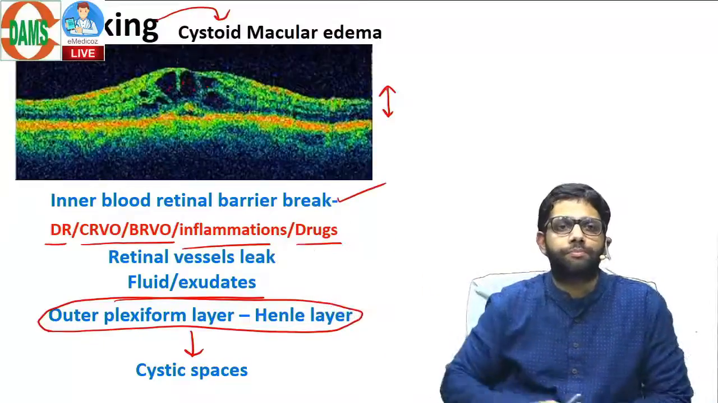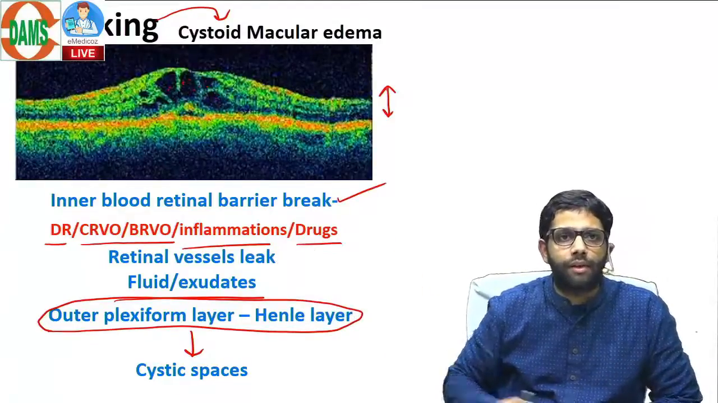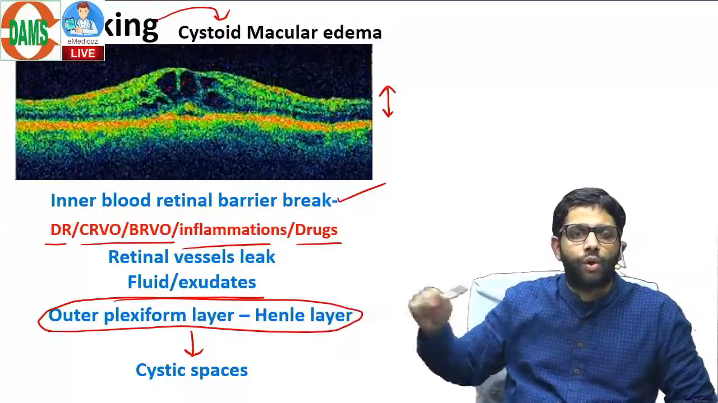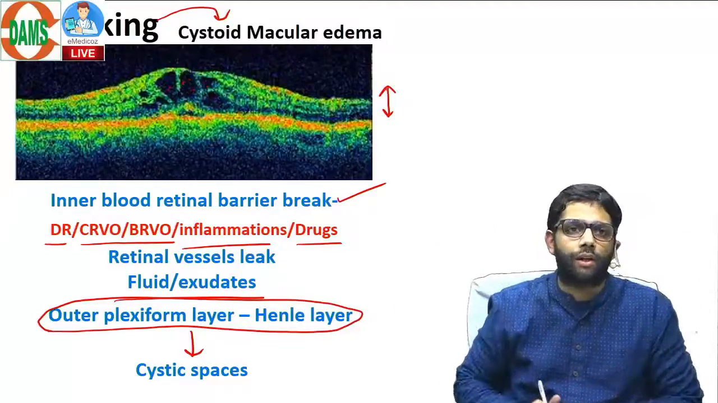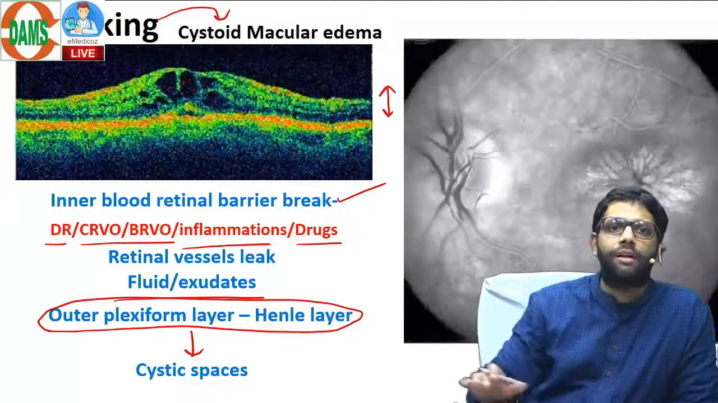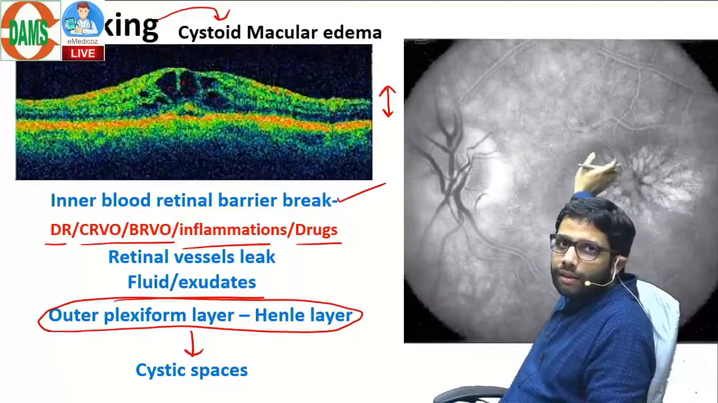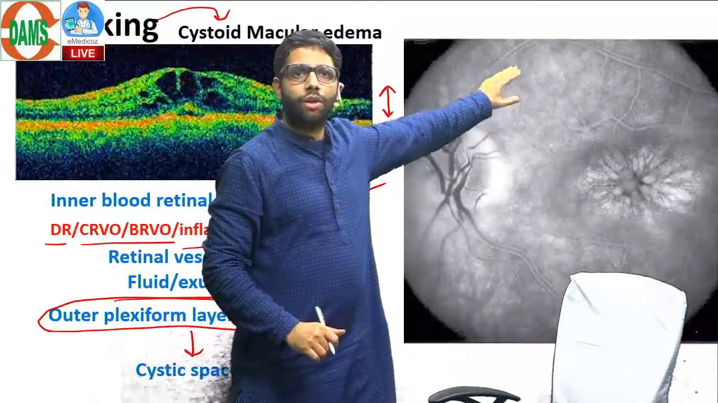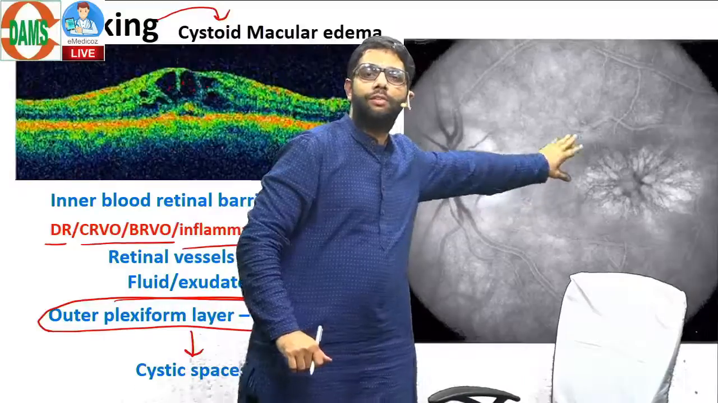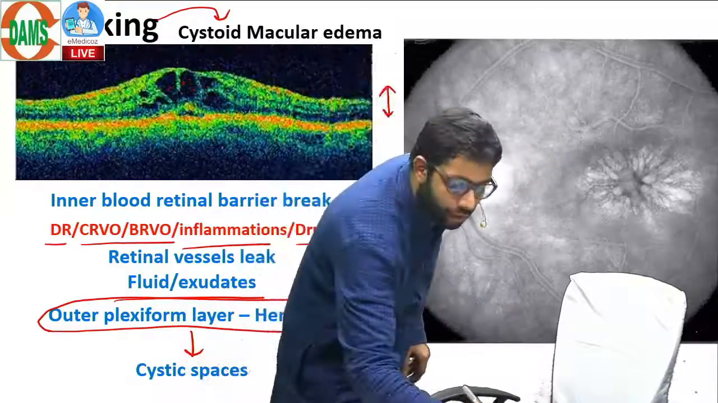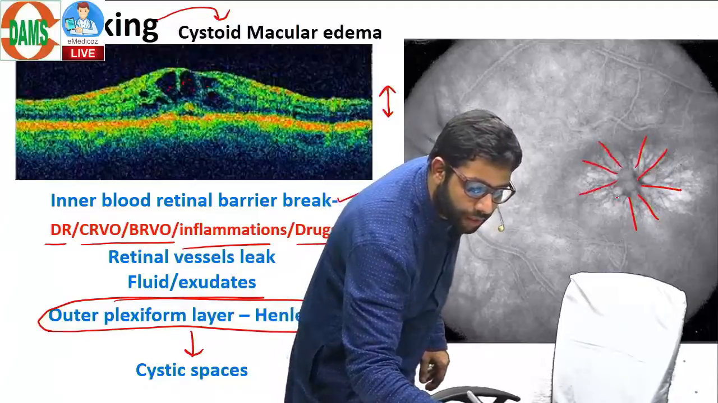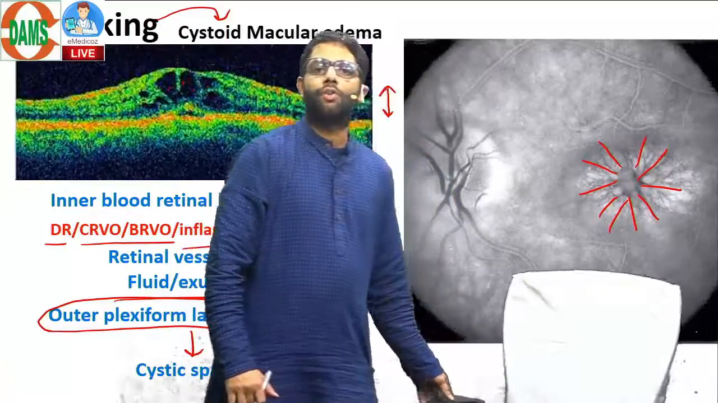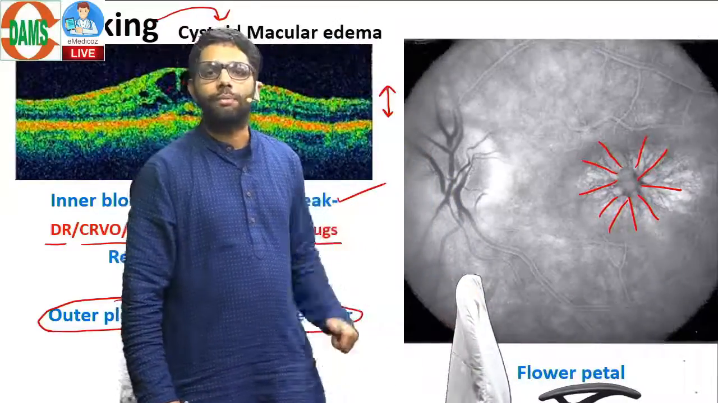Examples, these examples. What will happen if you put a dye? Vessels are leaking, dye will also leak, dye will go into the outer plexiform layer, Henle's layer. The orientation of Henle's is a radial configuration at the macula, fovea. So the dye will radially go in the central retina. In the late stages, the dye is almost gone from the vessels, but it will remain and leak till the late stages in a radial configuration because it is present in the outer plexiform layer, Henle's layer. This pattern you call a flower petal pattern. Very important: flower petal appearance in cystoid macular edema.